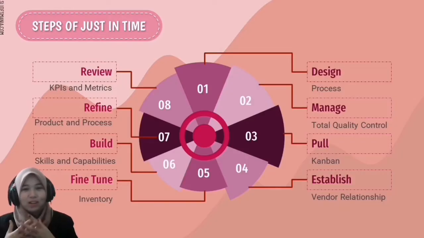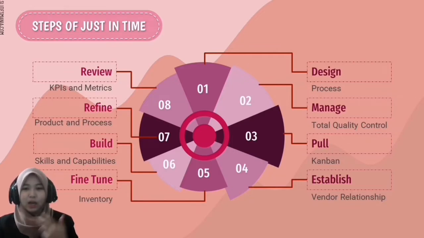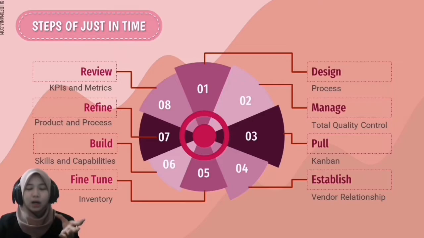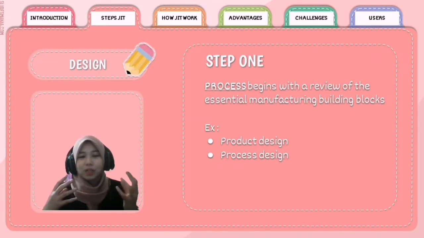So now, what are the steps when they implement the just-in-time system? We have 8 steps: first design, second manage, third pull, and the fourth one is establish, which will be explained by me later. And the last 4 steps will be explained by my friend Anis, which are fine-tune, build, refine, and review. Okay, here is the first step. The first step is design.